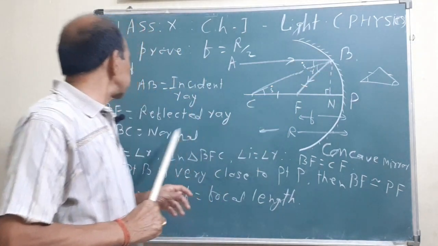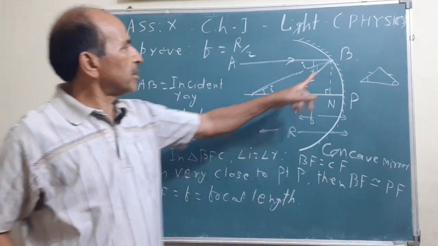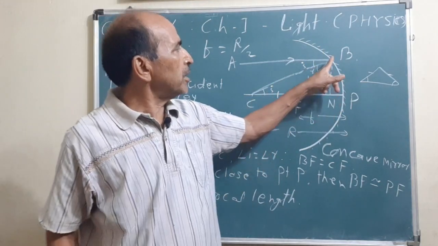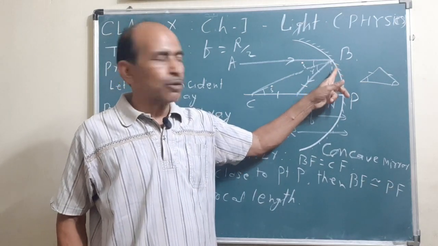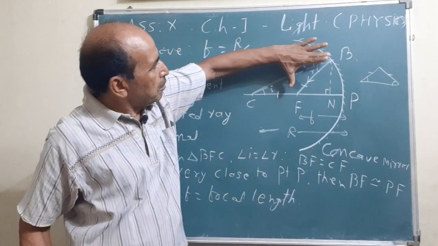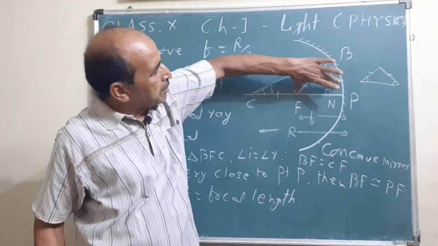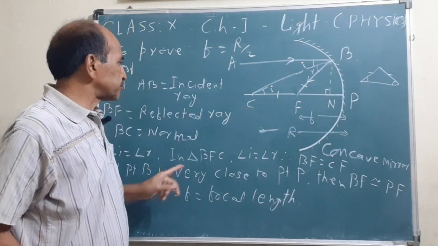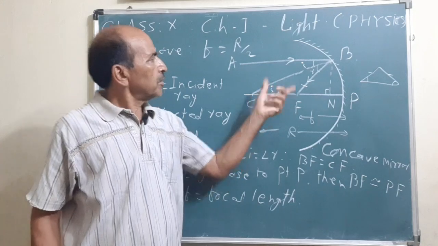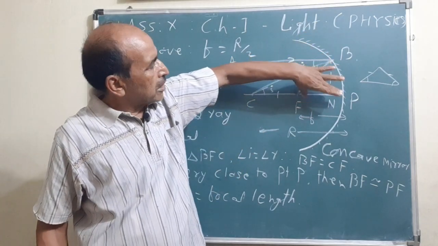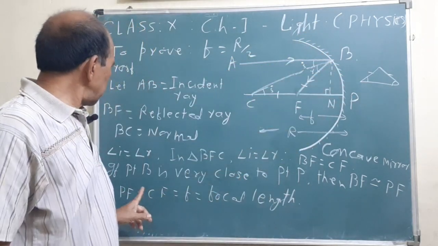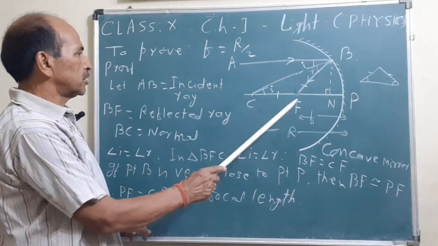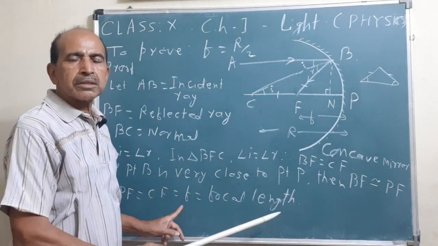Now we can consider that point B, the aperture is small, the diameter is small. So if point B is very close to P, then the distance BF is approximately equal to PF. So here you are getting CF is equal to BF is equal to PF. PF is equal to CF is equal to focal length.